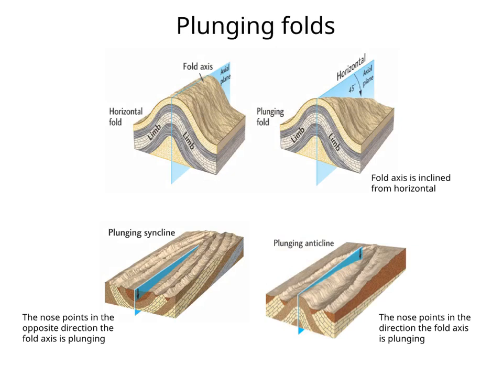In a plunging fold, the fold hinge is inclined from the horizontal. Erosion of plunging folds produces a nose or V in the ground. In a plunging syncline, the nose points in the direction opposite to the plunge of the fold axis, while in a plunging anticline, the nose points in the direction the fold axis is plunging.